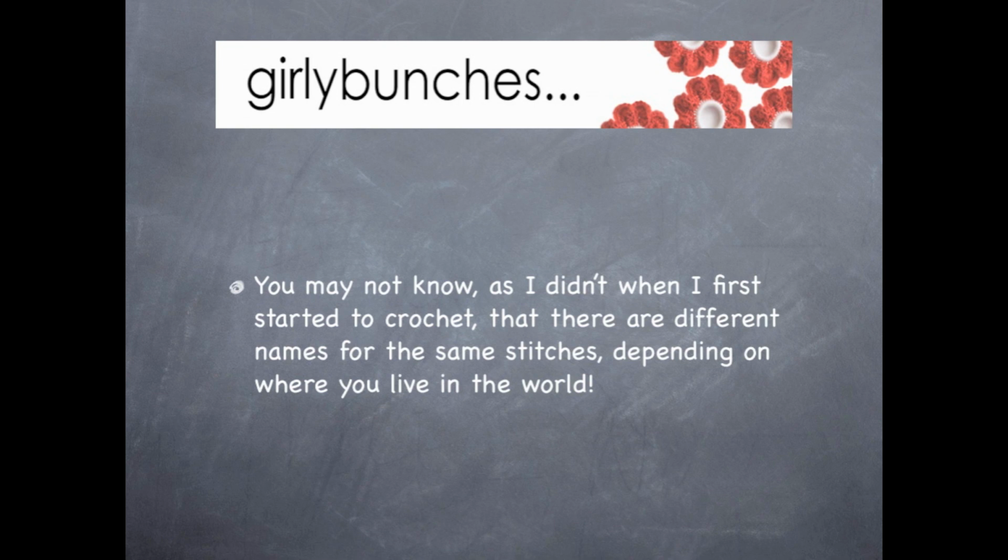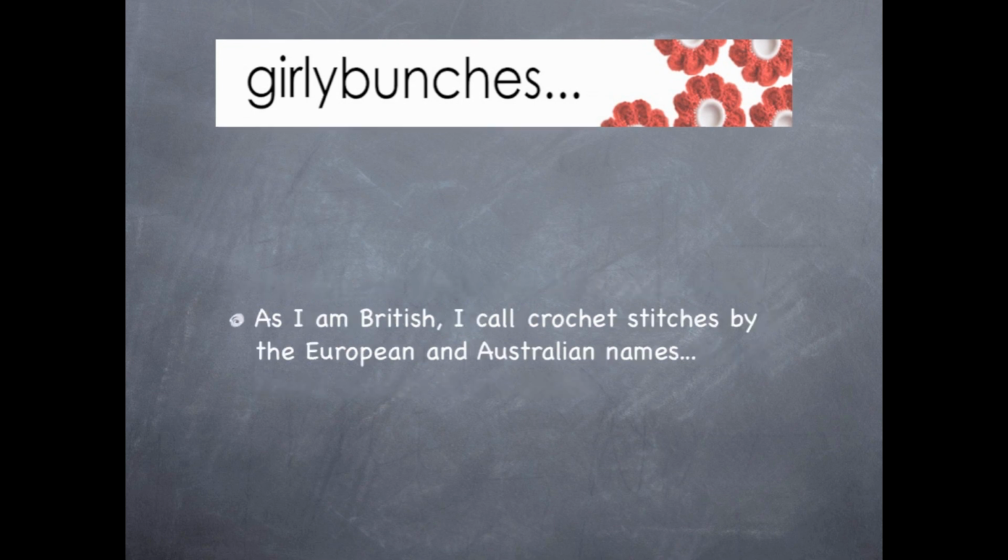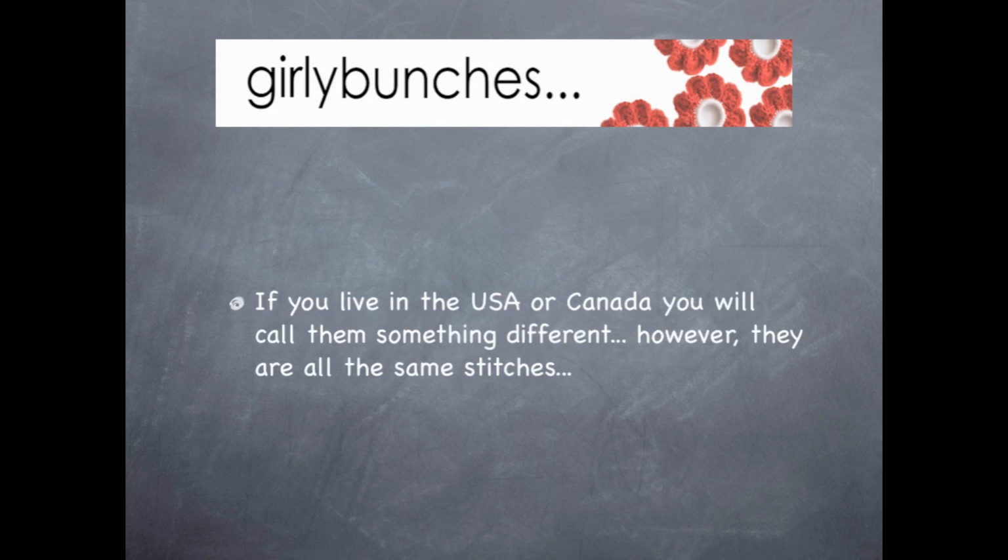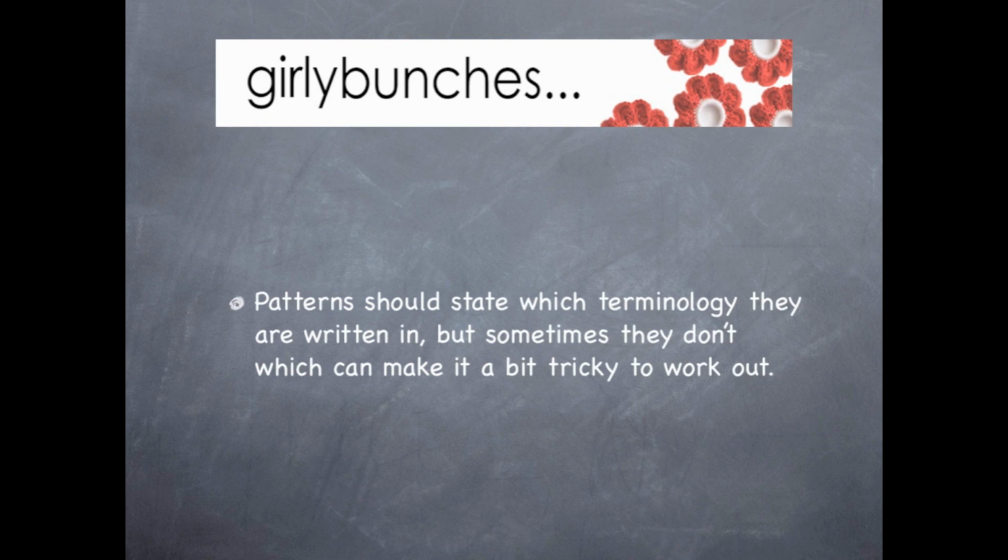Depending where you live, who taught you crochet, who introduced you to crochet, and your learning resources, there are different variants. Basically, as I'm British, I call crochet stitches using the European and Australian names. However, if you live in the USA or Canada, you will call them something different, but those stitches will be the same. Patterns should state which terminology they are written in, but sometimes they don't. So this can make it a little bit tricky to work out.